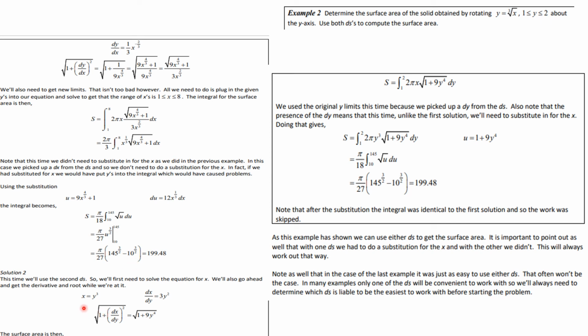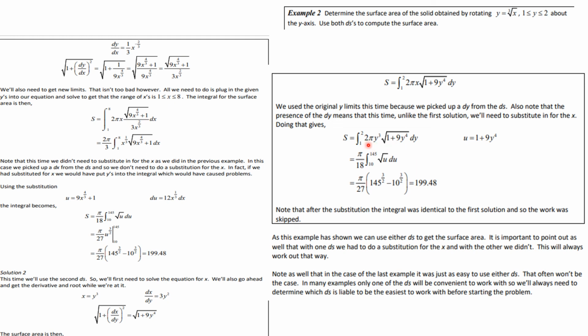Now, if you did it the other way, we'd be saying, oh, x is equal to y cubed. That means dx/dy is going to be 3y squared. I'm going to square that, and I get the square root of 1 plus 9y to the 4th. So my formula then is going to be capital S is equal to the integral from 1 to 2. Those are going to be the y's. This is 2 pi times x times the square root of 1 plus 9y to the 4th dy. But I'm integrating dy, so I have to put the y cubed in here.